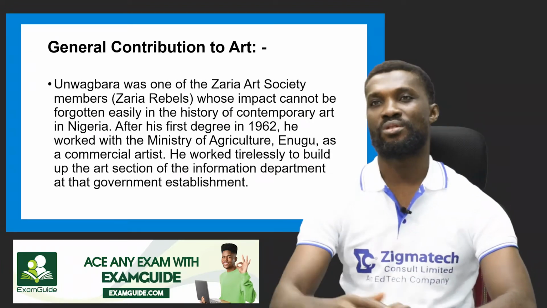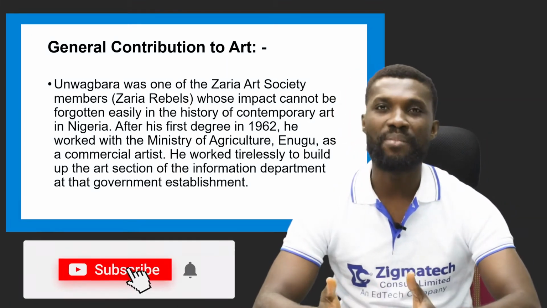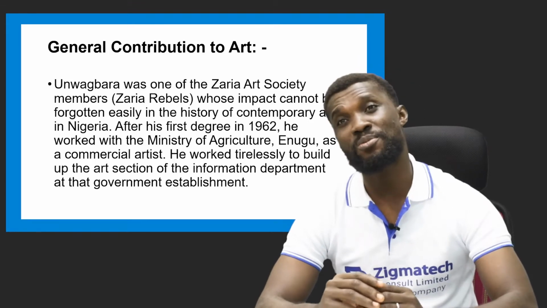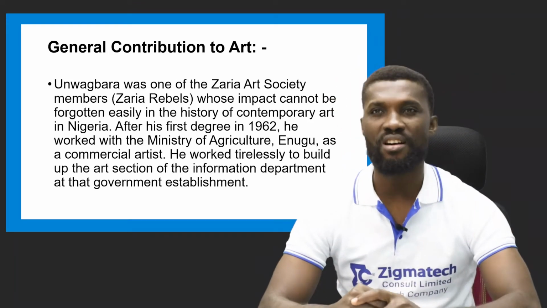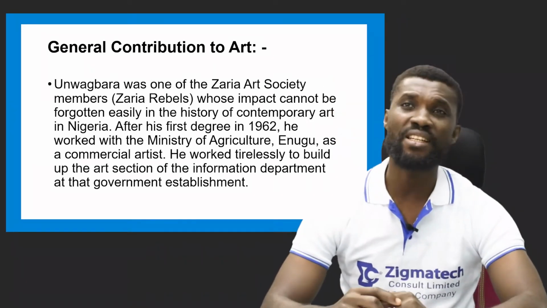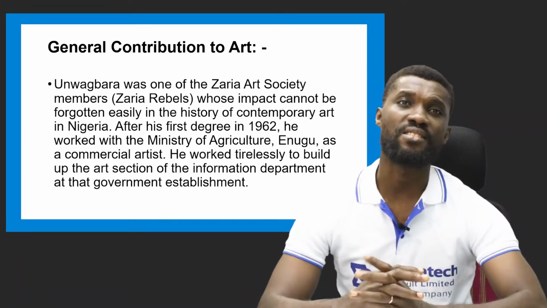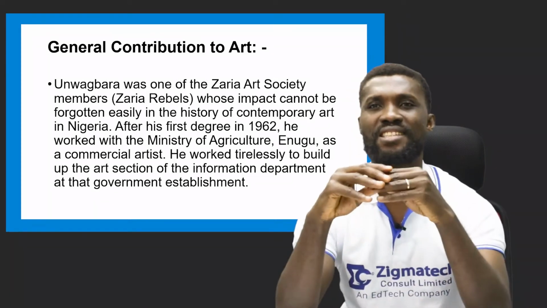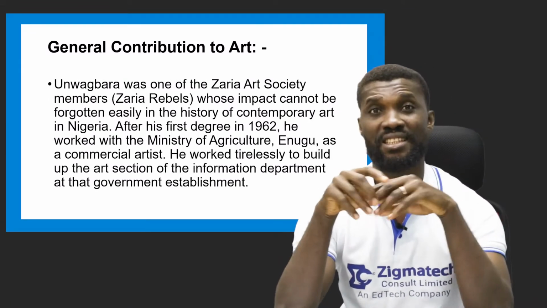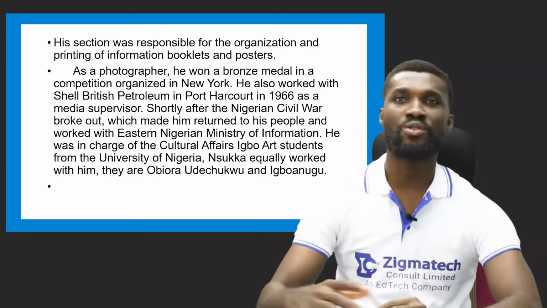Mwamara was one of the Zaria Art Society members, the Zaria Rebels, whose impact cannot be forgotten easily in the history of contemporary Nigerian art. After his first degree in 1962, he worked with the Ministry of Agriculture in Enugu State as a commercial artist. Mwamara also worked tirelessly to build up the art section in the information department of the government that was established in Enugu. So these are some of his works.